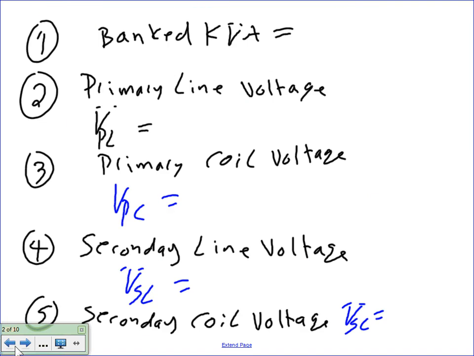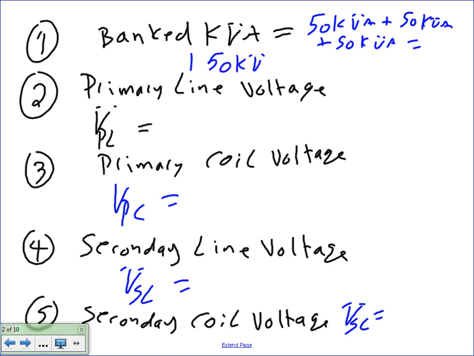To do that, I'd like you to start by doing some calculation. The first thing I want you to find is something called banked kVA. Banked kVA is adding all these kVAs together. So I have 50 kVA plus 50 kVA plus 50 kVA. If you add all of them, they give you the equivalent of 150 kVA. So who cares? These three transformers together make a system of 150 kVA three-phase capacity.